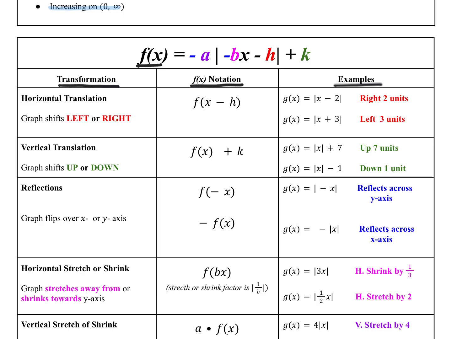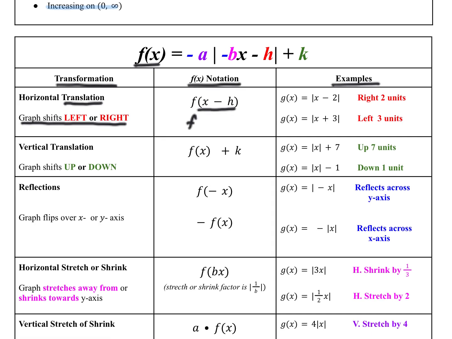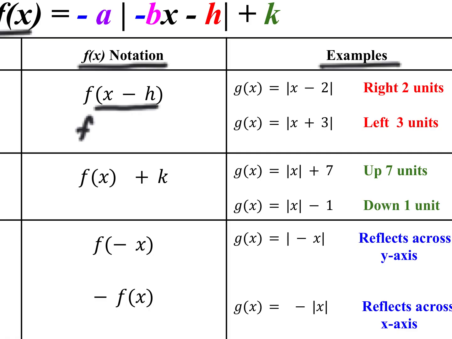Okay, so when we say horizontal translation, the keyword here is translation. It means you're going to move from one place to another. It means to say that from (0, 0), you can move it left or right. Therefore, it says here that the graph shifts left or right. Now, how are you going to know that there's going to be a horizontal translation going on? The way we write our translation in here is going to be f(x minus h), or it can also be written as f(x plus h).